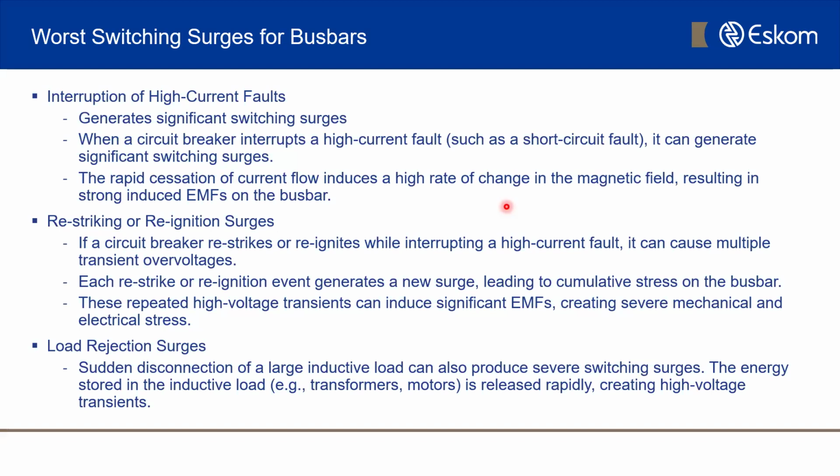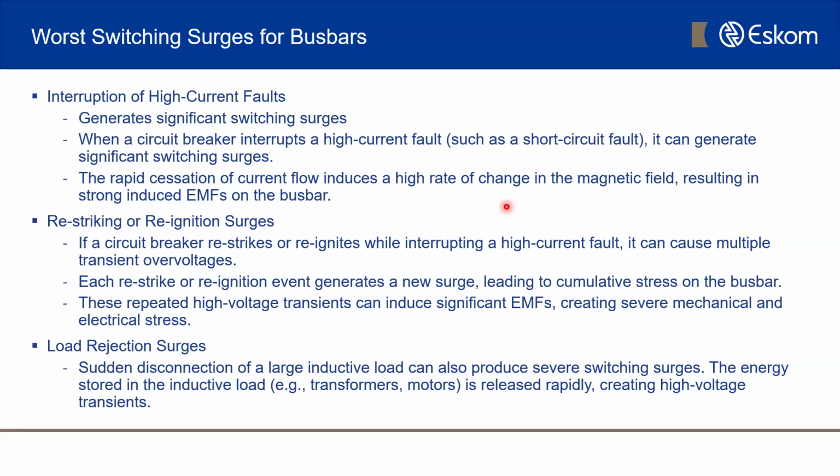The first is a high interruption of high current faults, right? In interruption of high current faults, this is where the circuit breaker comes in. The next one, restriking and reignition surges. This is again due to the circuit breaker being operated. And the last one is a load rejection surges. And these usually come from energy stored type of equipment like the transformers or motors.